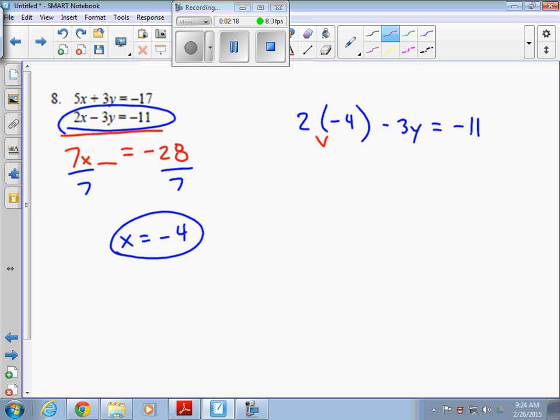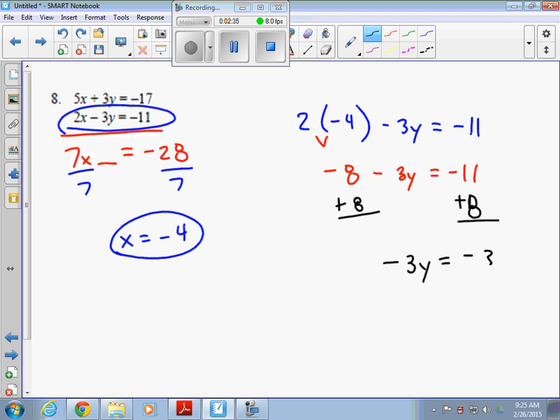2 times -4 is -8. Minus 3y equals -11. Add 8 to both sides. -11 plus 8 is -3, so -3y is going to be -3. Divide by -3 on both sides, and a negative divided by a negative we know is a positive 1. So you have an x and a y value. Again, x comma y, -4, 1 is the solution to that system.